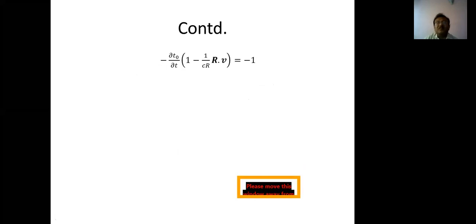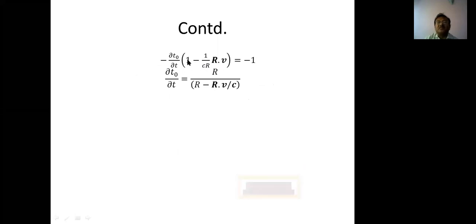So your minus and minus will cancel. You can take this v over c there, and take the LCM there. This will be r minus r dot beta, whole over r. So when you solve for dou t naught by dou t, you will get r over r minus r dot beta. So this is here. Do you get pretty close to this?